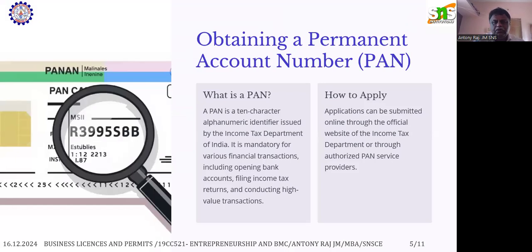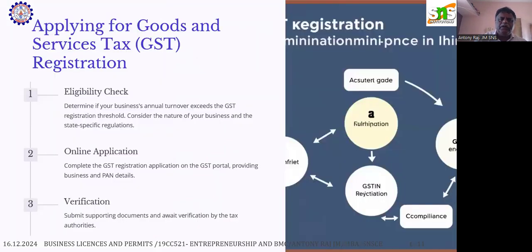And obtaining a Permanent Account Number is very important. What is a PAN? PAN is a 10-character alphanumeric identifier issued by the Income Tax Department of India. It is mandatory for various financial transactions, including opening bank accounts, filing income tax returns, and conducting high-value transactions. Applications can be submitted online through the official website of the Income Tax Department or through authorized PAN service providers.